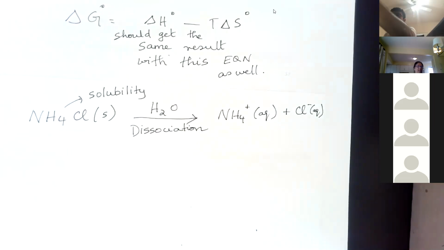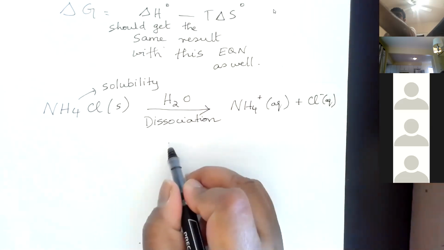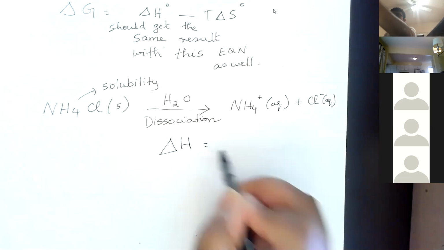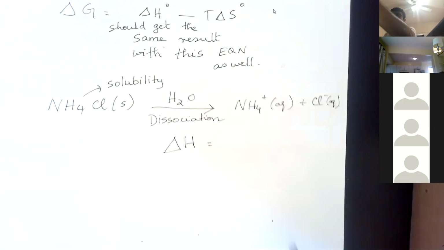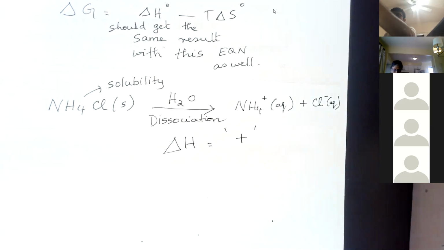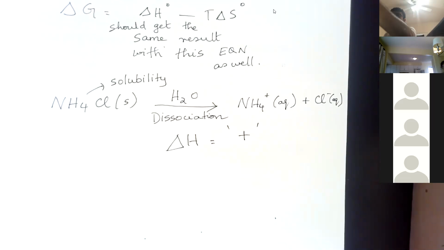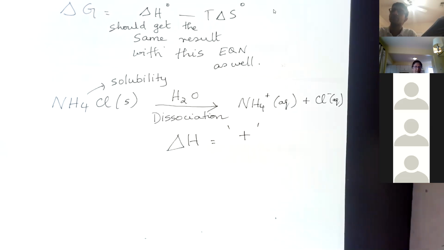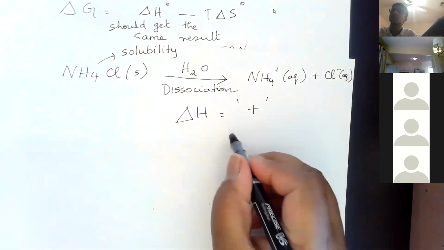Dissociation. Now this dissociation, delta H for this is positive. What does that mean? Delta H, not delta S. Delta H positive, is that exothermic or endothermic? Endothermic, right? So remember the signs. This is endothermic.